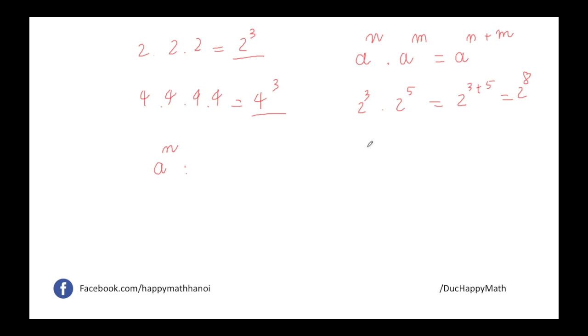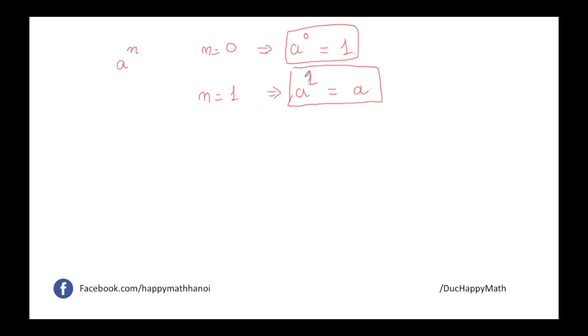And similar with the multiplication of power numbers, there is division of power numbers. Dividing power numbers means you have to subtract the powers. So from the general a power to n, we call a the base number, and n is the power.